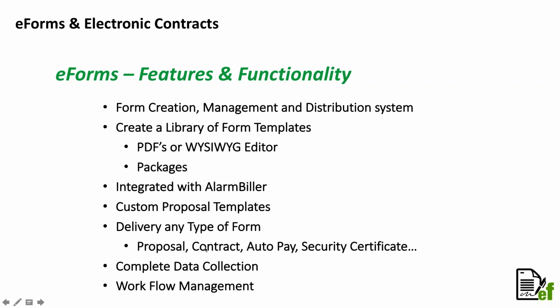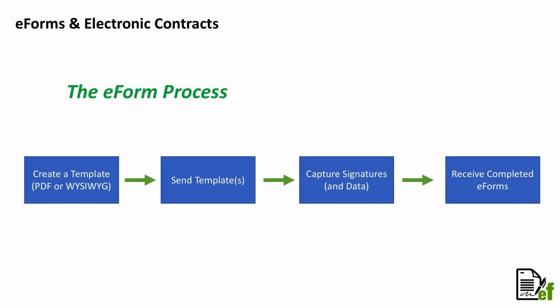So if you have a specific contract, for example, and you want fields that are specific to a customer in AlarmBiller, you can have those auto-populate a form like a contract: the name, address, site location, purchase price, taxes, etc., can auto-populate your specific forms based on the information as it exists within AlarmBiller. Also, workflow management. So if you want different stages and forms to be sent to different individuals automatically after a customer signs, for example, you can control the workflow of this too.